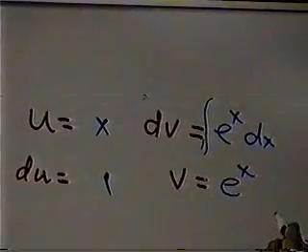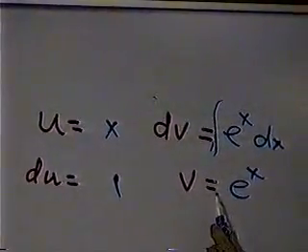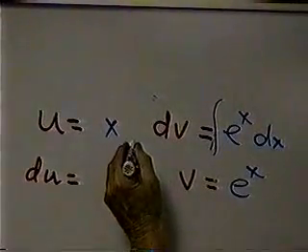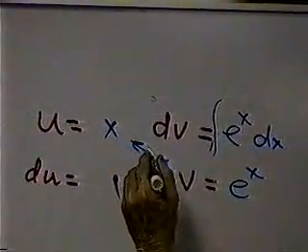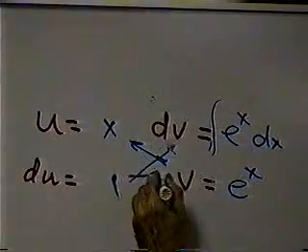And so we have now u times v minus, and this is what I like to show. It's this times this, minus the integration of this times this times this.